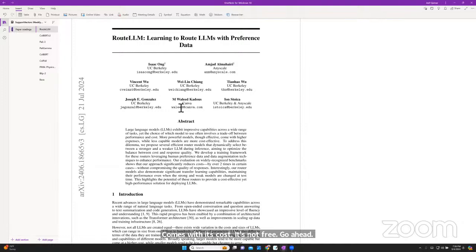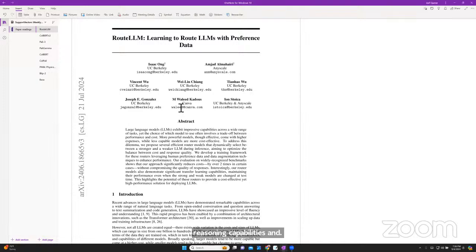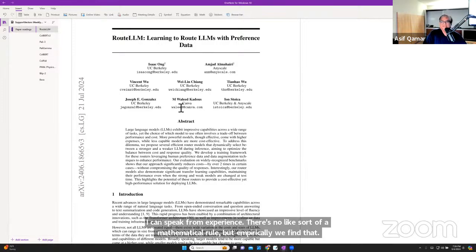The performance goes down in terms of the reasoning capabilities. By performance we mean the inference performance. So the question from the audience is, is there a certain number of bits after which the performance degrades? I can speak from experience. There's no mathematical rule, but empirically we find that going from 32 to 16 is pretty fine. 16 to 8 is slightly noticeable. From 8 to 4 is very, very noticeable. You take a massive dip.